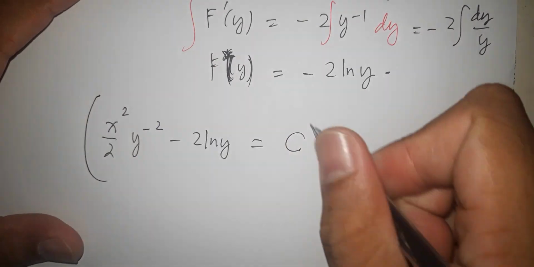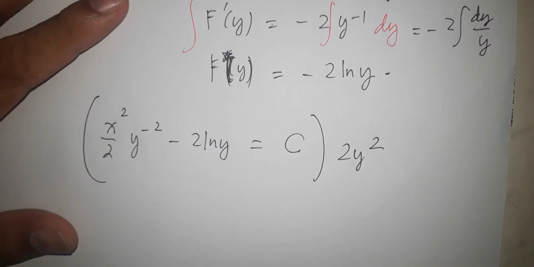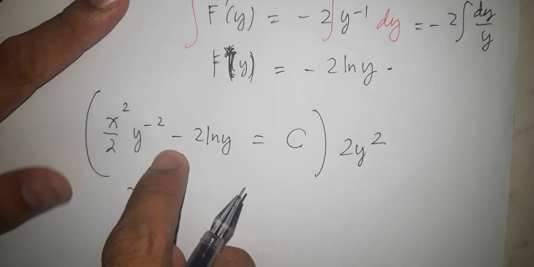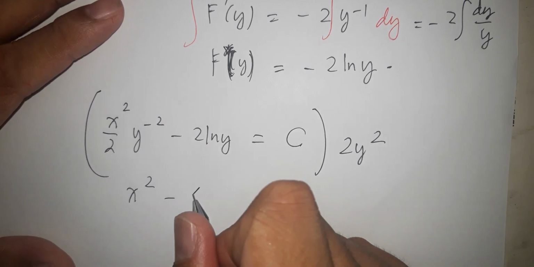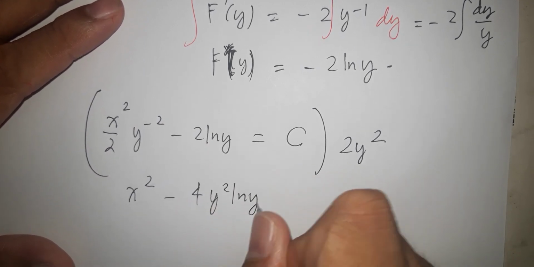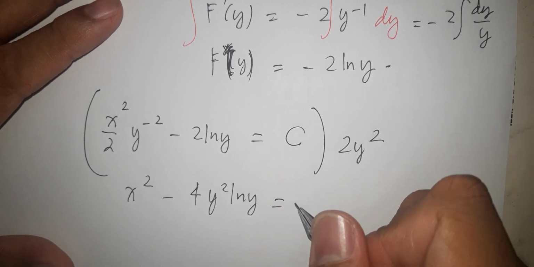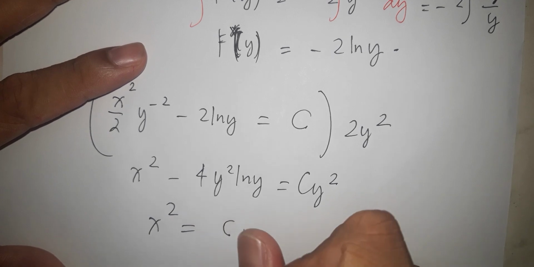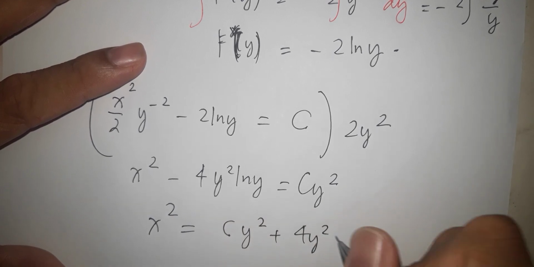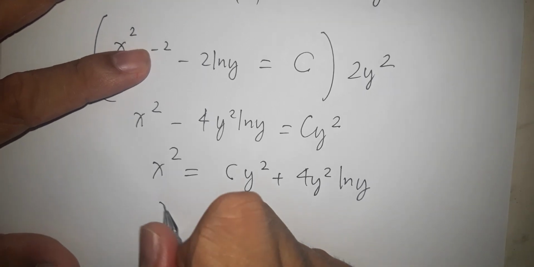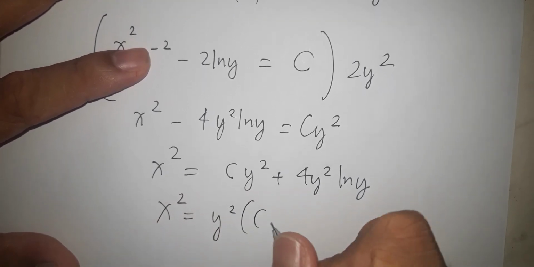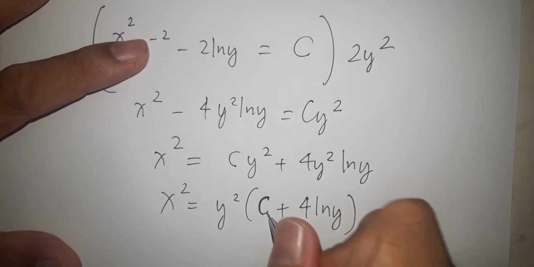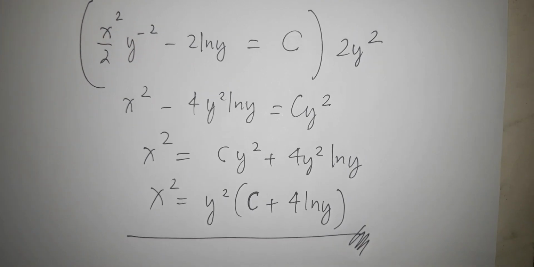Or, multiply natin lahat by 2y squared. So, magiging itong x squared, because 2 divided by 2 is 1, y squared y negative 2 is 1, x squared minus 4 y squared ln y is equal to 2 times c is c, y squared. Or, pwede natin siyang pagsamahin, magiging c y squared plus 4y squared ln y, x squared is equal to y squared, c plus 4 ln y. So that will be our final answer.